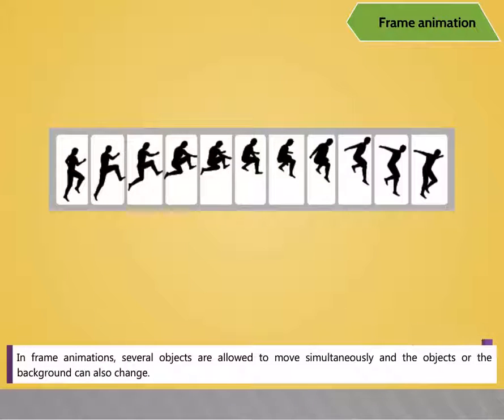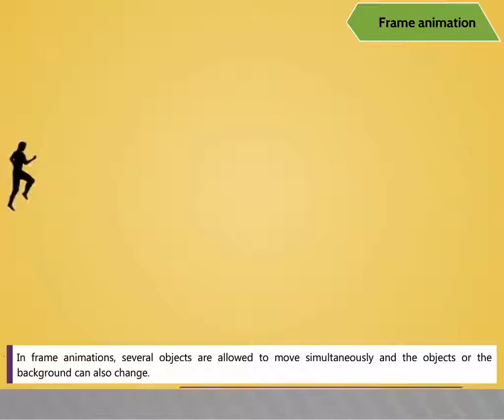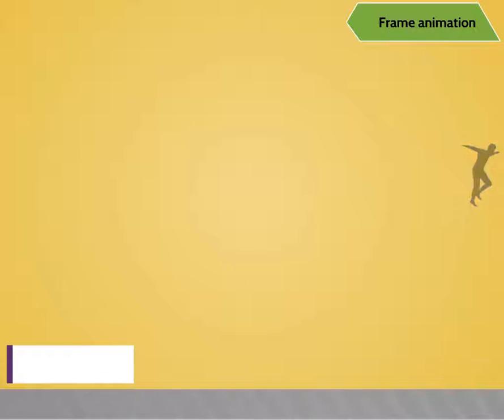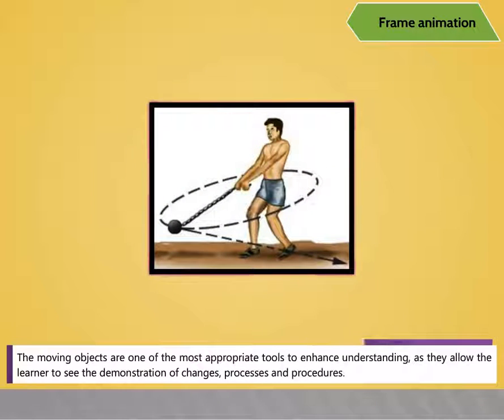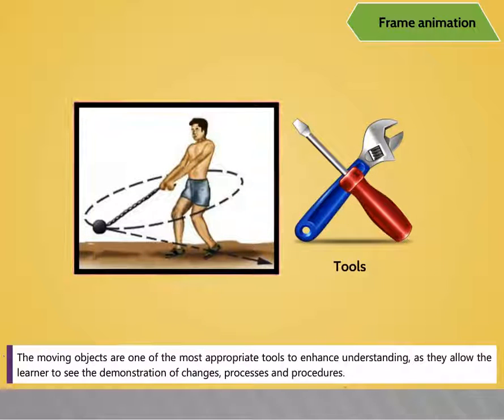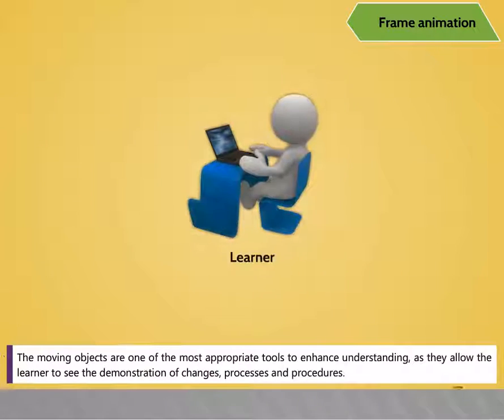Frame animation. In frame animations, several objects are allowed to move simultaneously, and the objects or the background can also change. The moving objects are one of the most appropriate tools to enhance understanding, as they allow the learner to see the demonstration of changes, processes, and procedures.